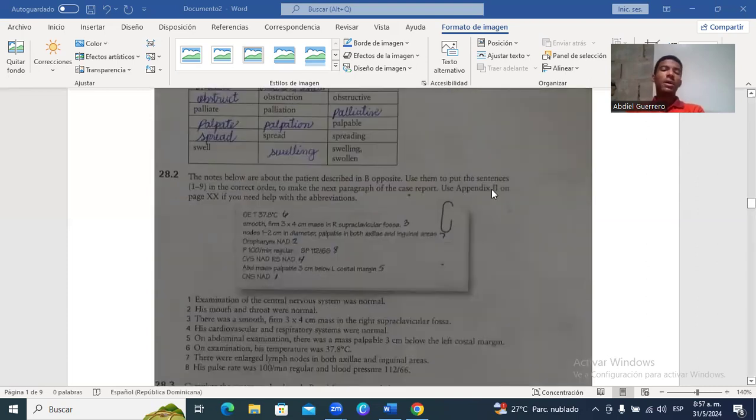The notes below are about the patient described opposite. Use them to put the sentences in correct order to make the next paragraph of the case report. Use the appendix on page 20 if you need help with the abbreviations.